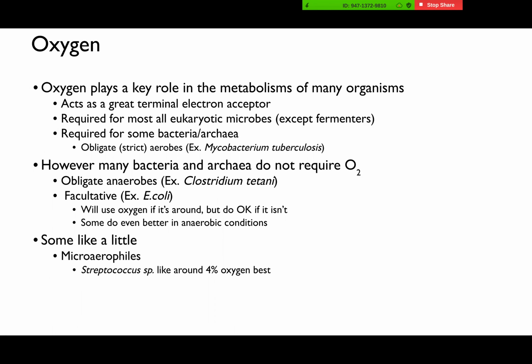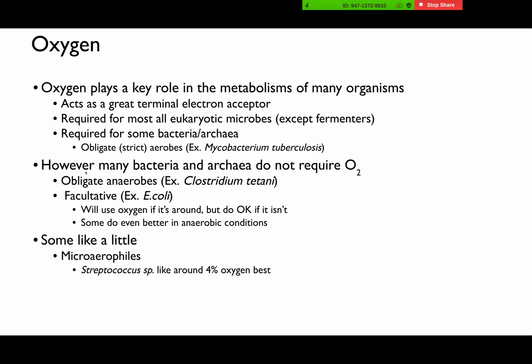So next up, we have oxygen. Now, oxygen, as we've talked about, plays a really important role in the metabolism of microorganisms, right? It's a great terminal electron acceptor. It's required for almost all eukaryotic microbes, and it is required for some bacteria and archaea. So we get a little bit of terminology here. We have obligate aerobes, which require oxygen to be present 100% of the time, in this case Mycobacterium tuberculosis. However, there are many bacteria and archaea that do not require oxygen at all. In fact, oxygen can be toxic to them.